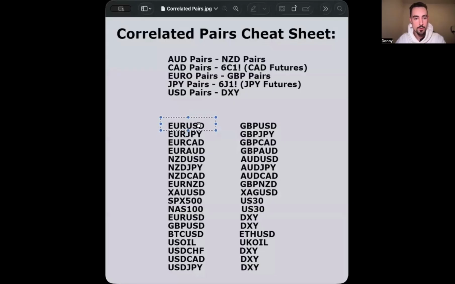So you can see on screen, Euro USD lines up with GBP USD. Euro JPY, GBP JPY, two correlating pairs. Euro CAD, GBP CAD. Okay, you can see that all of the Euro and GBP pairs are very closely correlated. Same thing with NZD and AUD. You then have gold and silver. Some of you have sometimes seen on stream where I'll look at silver.